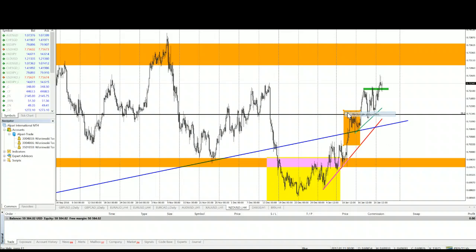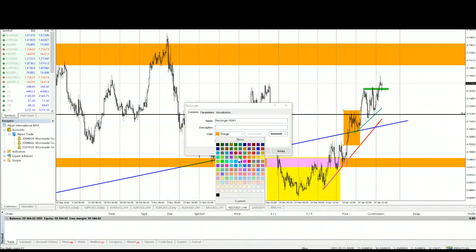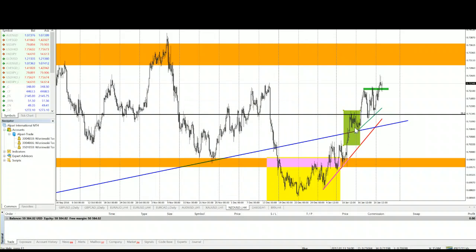maybe let me use the other color. This movement ends the downswing and starts the upswing. So after that, as you can see from here, we start a sequence of higher highs and higher lows, higher high, higher low, higher high, higher low, higher high, higher low, and it should continue at least to this resistance here, 110 pips.